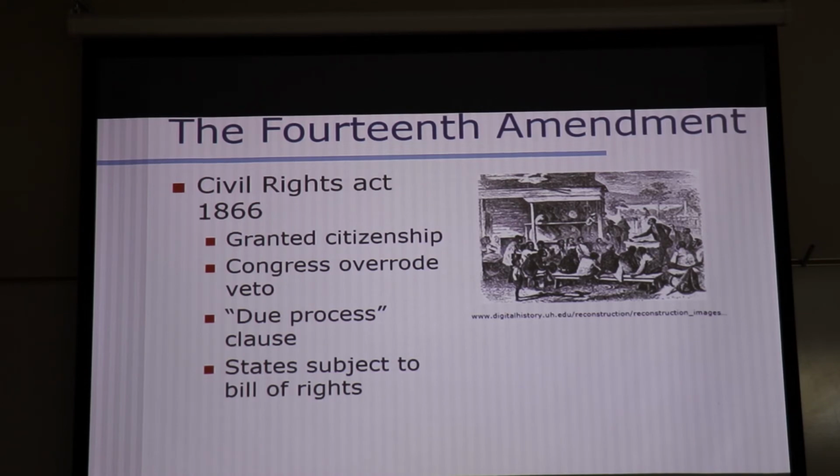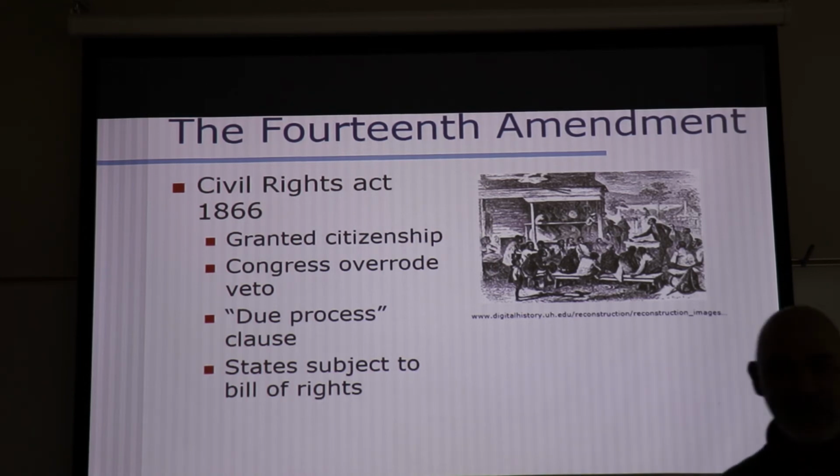So what was the Civil Rights Act of 1866? Basically, it granted citizenship to the newly freed men. Johnson, I told you, vetoed it. Congress was able to get together a 2/3 majority and override his veto.